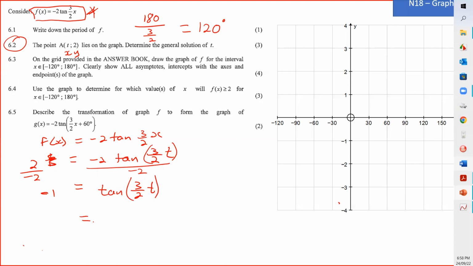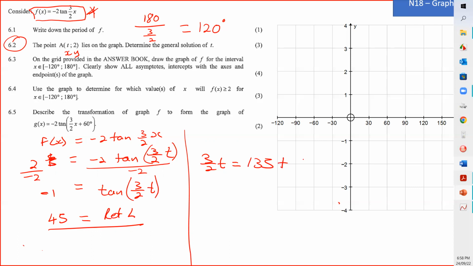And then get rid of the tan. What I said was shift tan minus 1. So shift tan 1 gives me 45, and that would be our reference angle. But remember, tan is negative in quadrant 2. So the angle 3/2t is equal to 180 minus 45. That takes me into quadrant 2, and I'm going to put it down as 135 plus. And remember, for the tan graph, we use 180k.